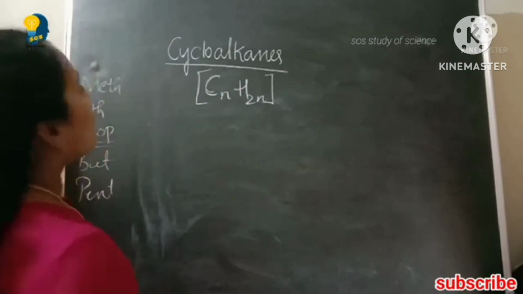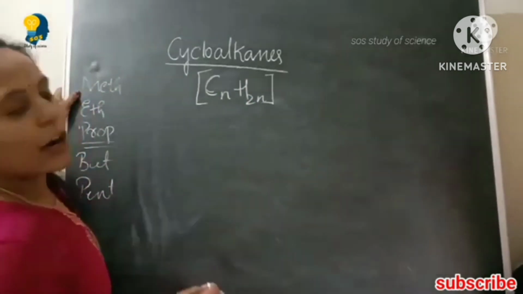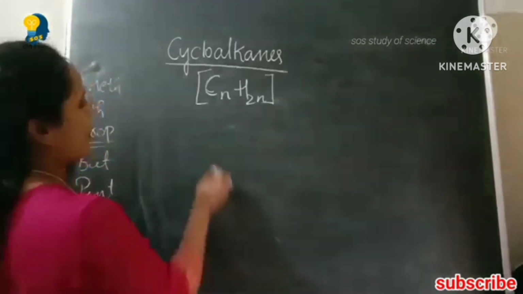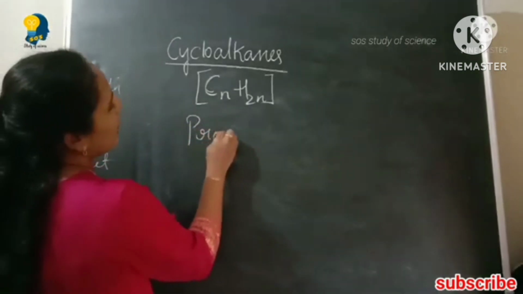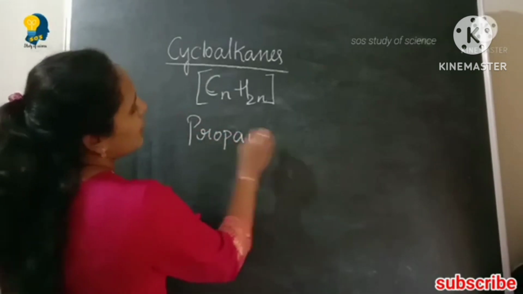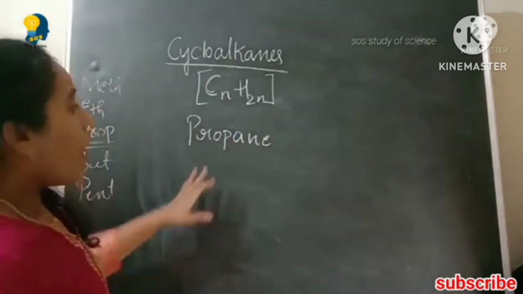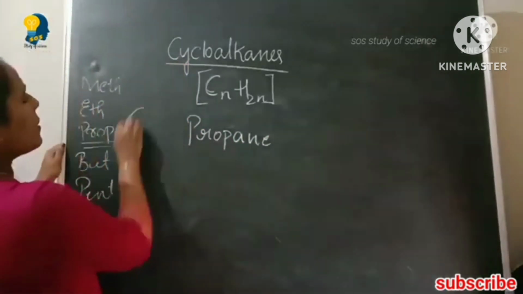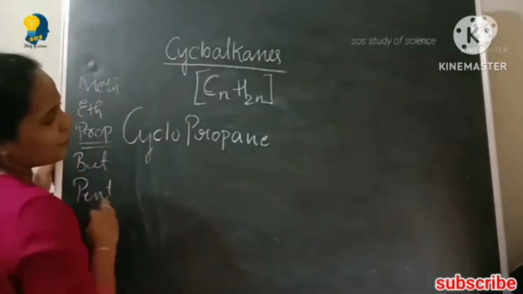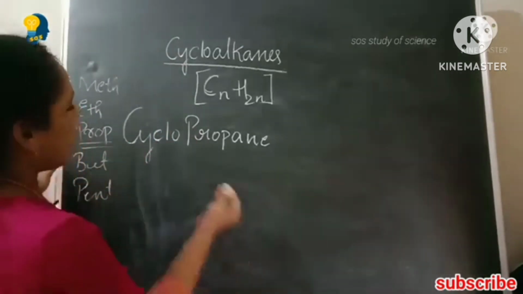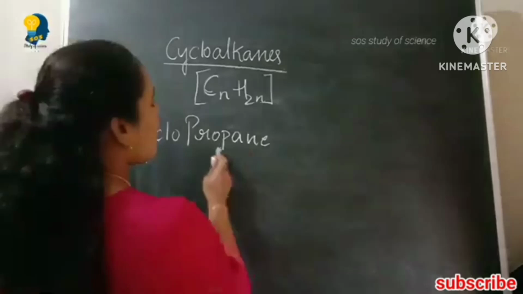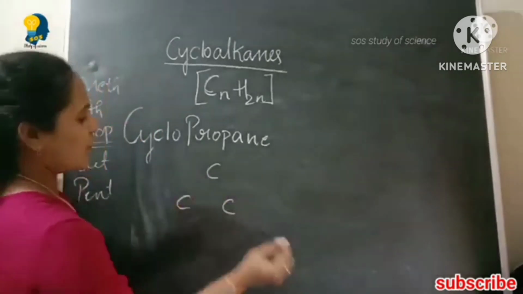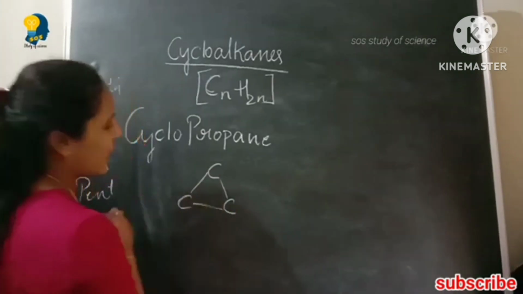Okay, so our first member, eth, cannot form a cyclic structure. Minimum 3 carbon atoms, so it is prop. Okay, propane is the first member under cyclo. How do we write the name? Propane combined with cyclo becomes cyclopropane. So cyclo means a cyclic structure should be there. Prop means there should be 3 carbon.